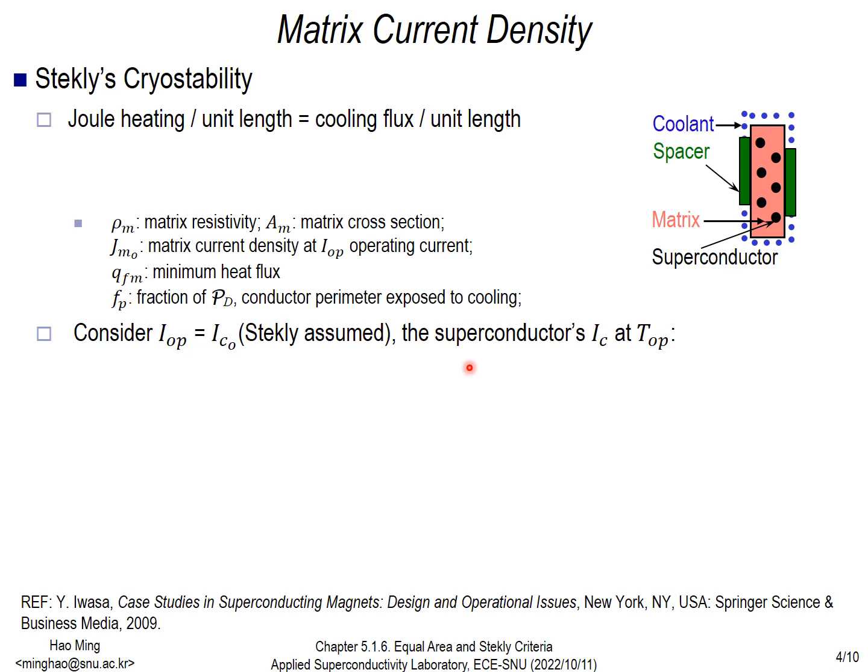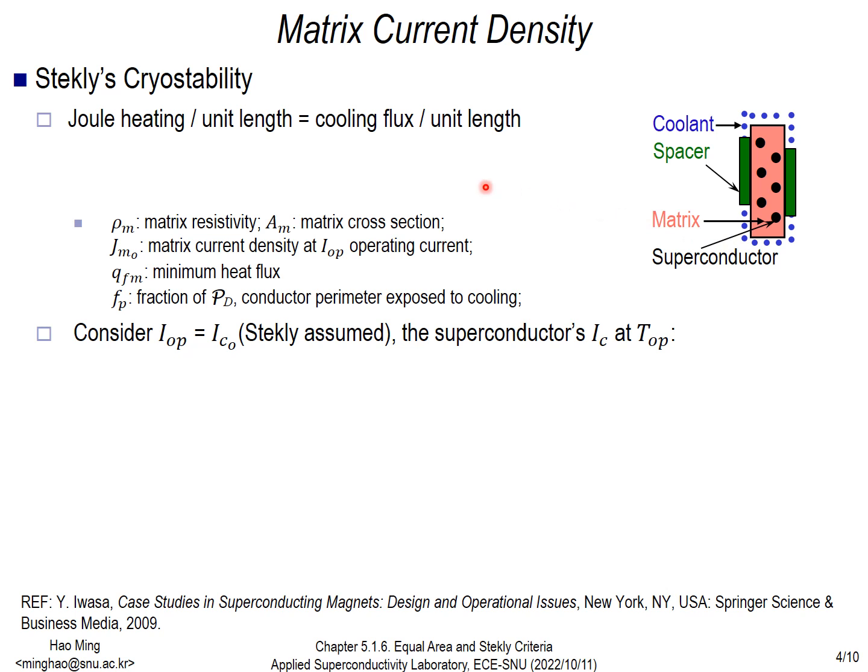Secondly, let's introduce the concept of matrix current density. As we already know, a superconducting wire is a composite of superconductor and matrix. The figure on the right is an image showing the state of immersing the superconducting wire in the coolant. In most applications where cryostability is applied, we must assume that the conductor may operate in the fully normal state.